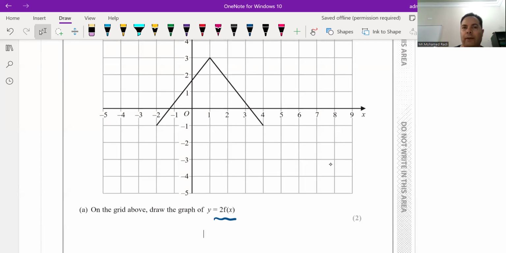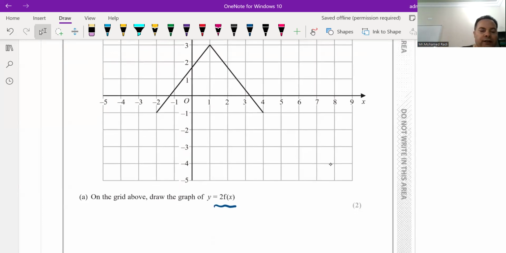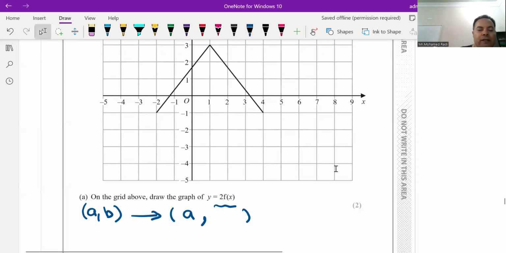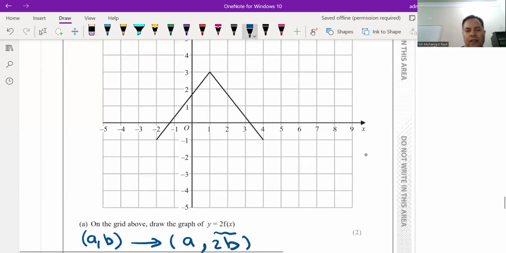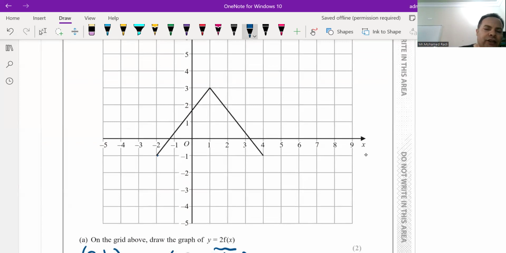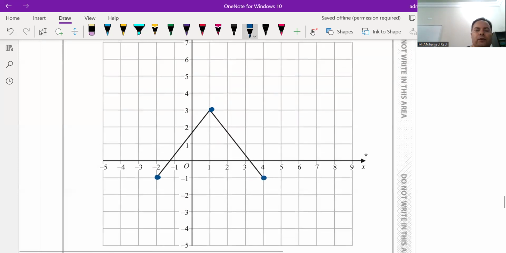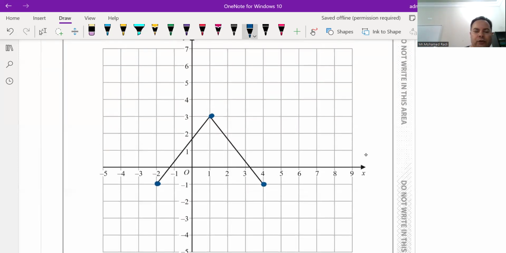This means when you apply it to any point, let's say we have a point (a, b). When you say stretch vertically, there is no change horizontally. So keep a, but the b coordinate, multiply it by 2. Now, I just need 3 points. This point, and this point. Multiply each y coordinate by 2.